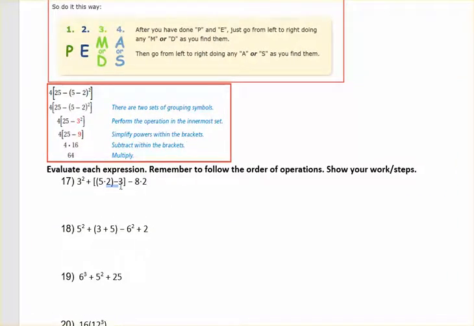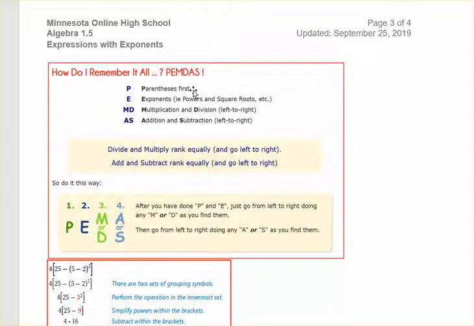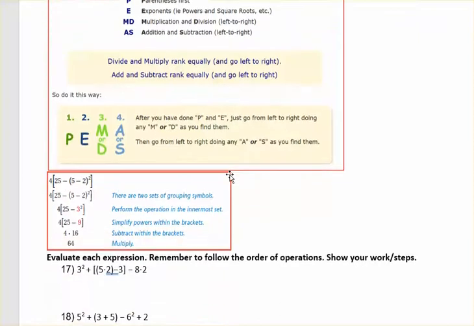So you're going to work first within the grouping, which is the same as parentheses. Parentheses and grouping or brackets, those are all the same thing. Then you'll do any exponents. If you had square roots, you'd do that at that point too. Then multiplication and division from left to right, then addition and subtraction from left to right. Make sure you realize that you can divide and multiply equally from left to right, and you can add and subtract equally from left to right.